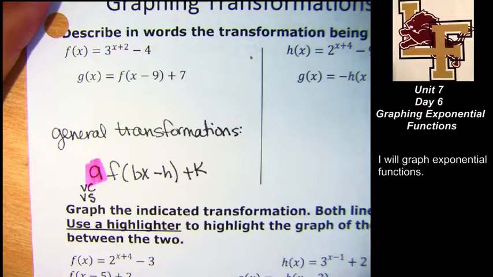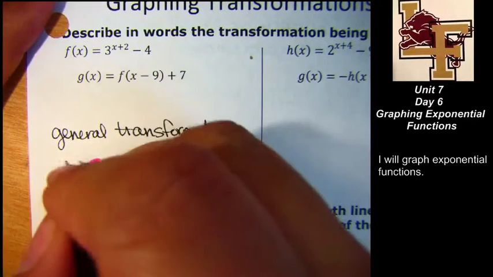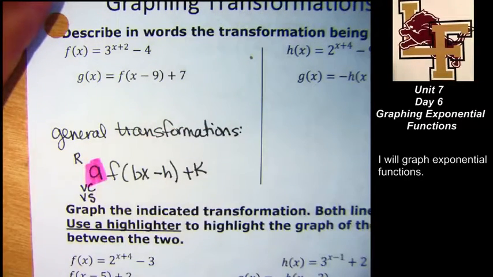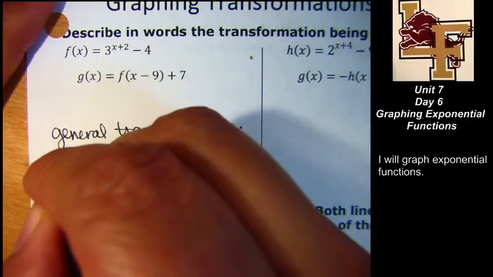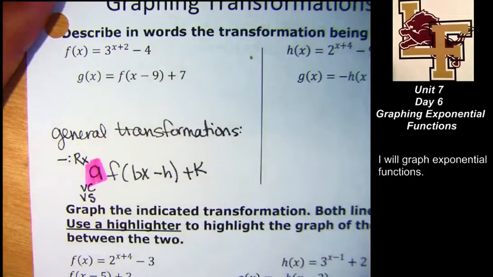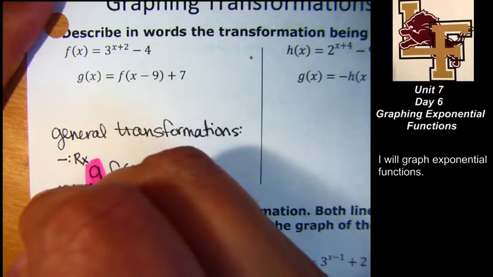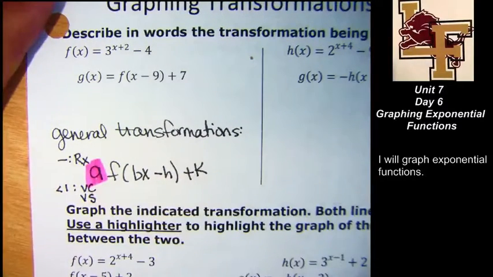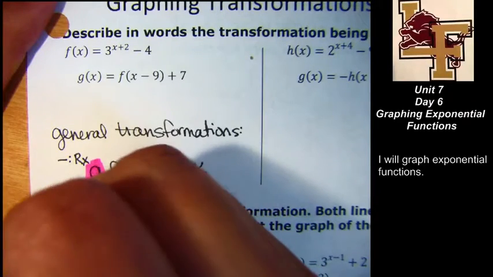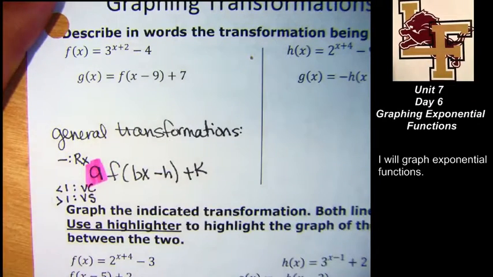Reflection. Correct. Across which axis? The X or the Y? The X. Very good. The reflection happens when we have a negative sitting in there. The vertical compress happens when I have something smaller than 1 sitting there. And the vertical stretch happens when I have something bigger than 1 sitting there.